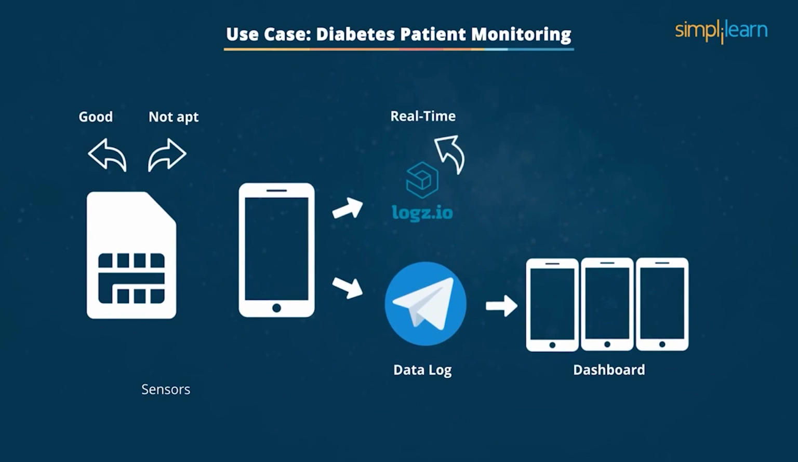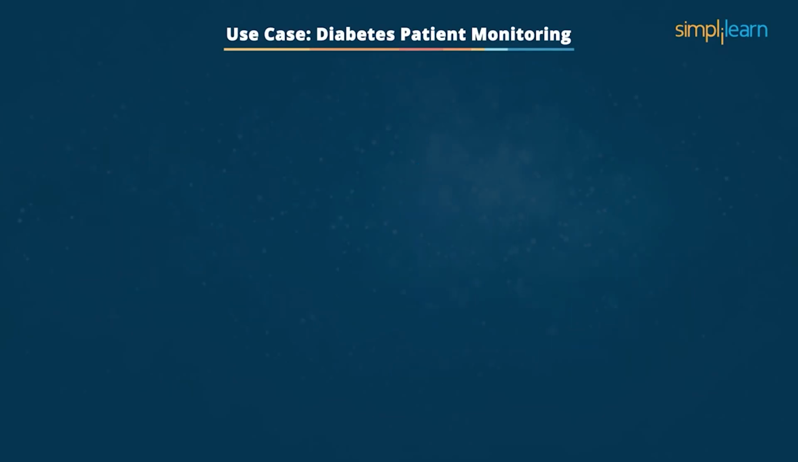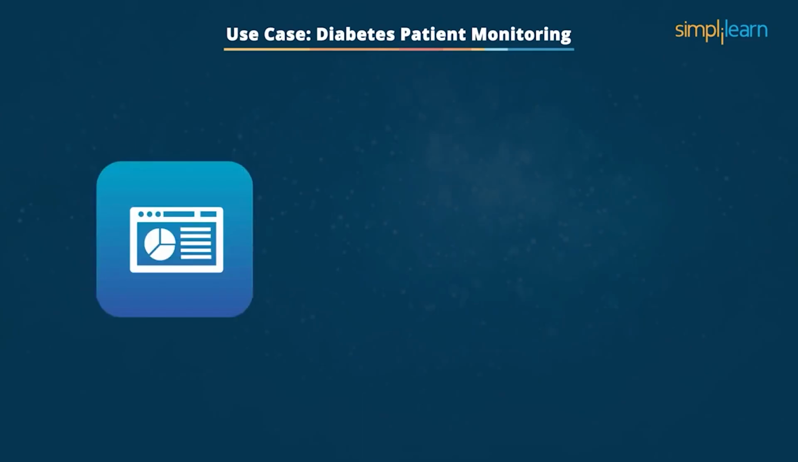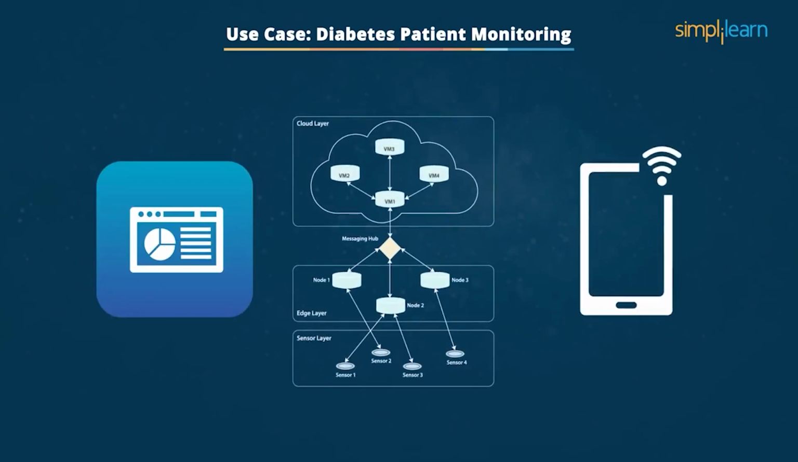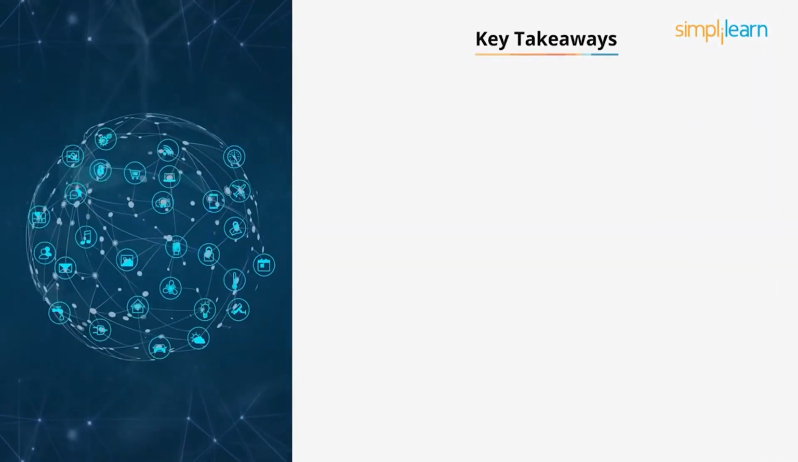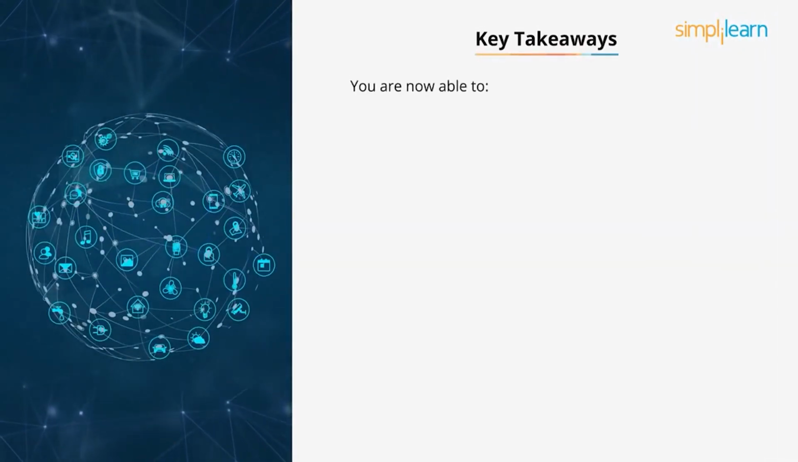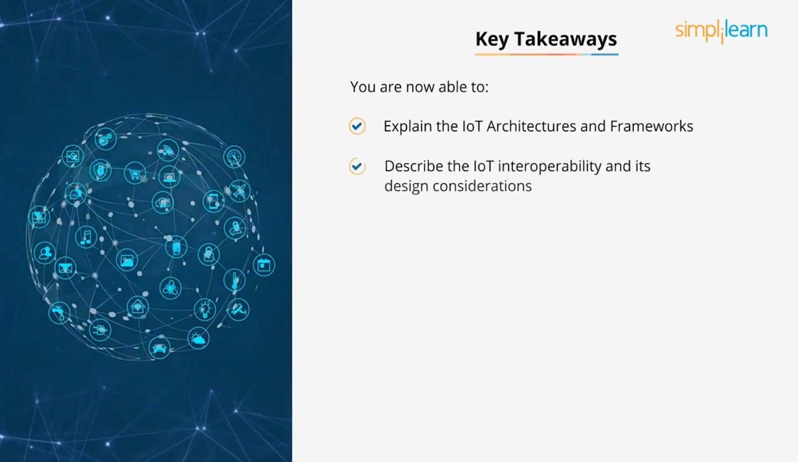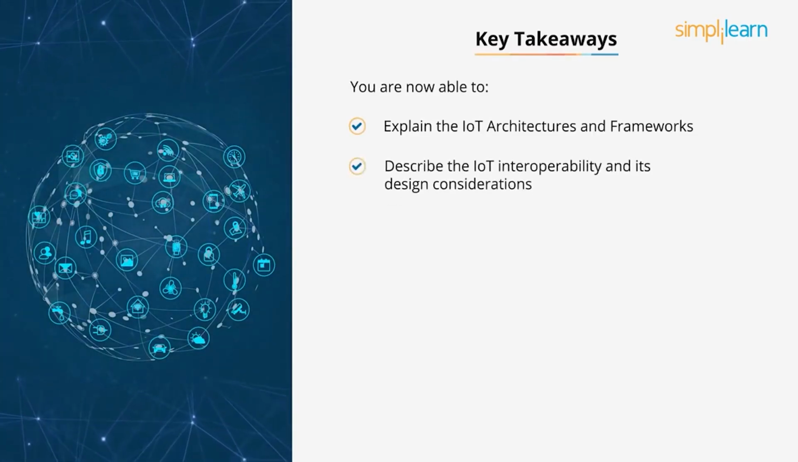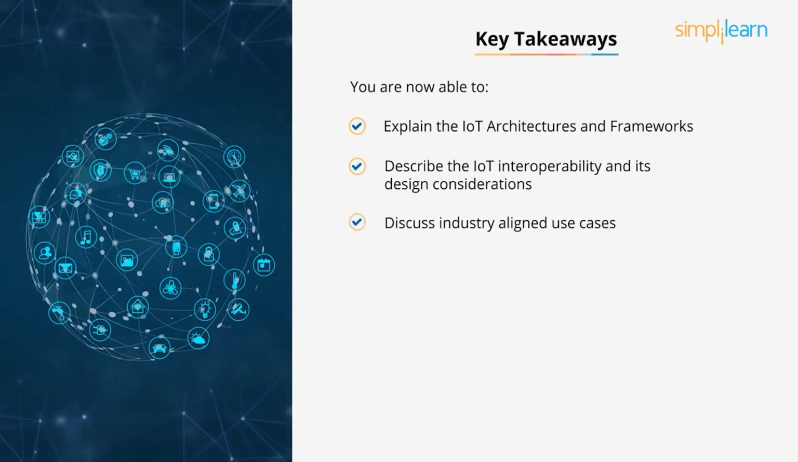Now, when the hardware landscape of this ecosystem is ready, you need to set the software then. First, it is crucial that you have software with self-repair algorithm for service management. To enable this process, you need cloud infrastructure with edge, and finally, a smartphone to work with the devices and sensors. Key takeaways. Now that you have completed this lesson, you should be able to explain the IoT reference architectures and frameworks, describe the IoT interoperability and its design considerations, and finally, discuss industry-aligned use cases.